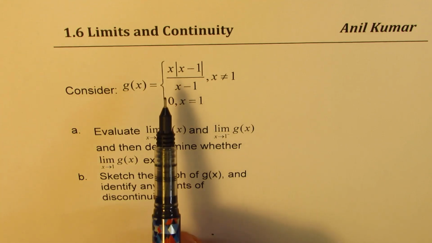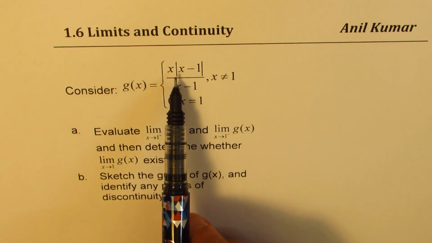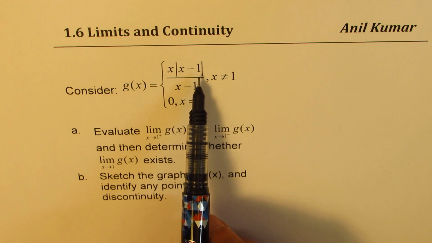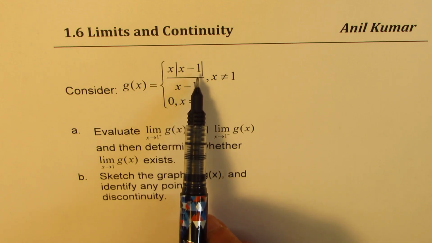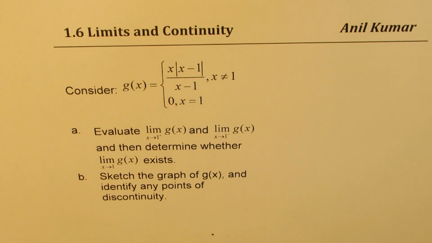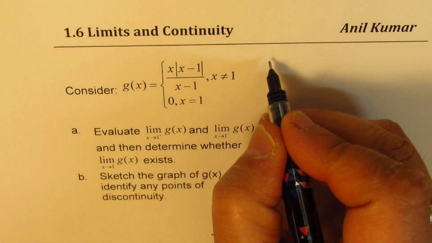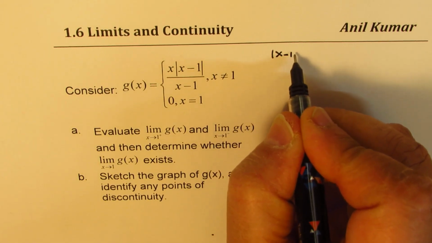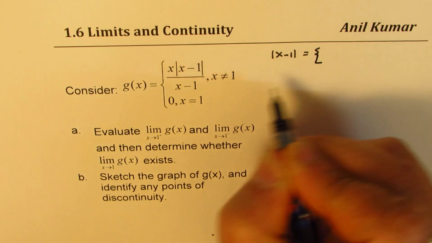Now, to answer this question, you have to first understand the absolute function x minus 1. The absolute function x minus 1 should always be treated as a piecewise function. So we'll first look into the absolute function x minus 1 and then get into the solution of the question.